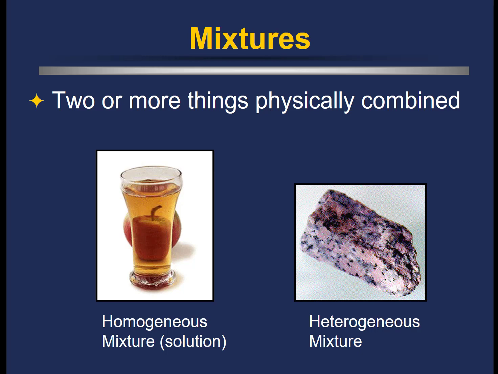Mixtures are two or more things physically combined, and I can have a homogeneous mixture or a heterogeneous mixture. And these can come in solids, liquids, and gases, so they don't always have to be liquids, and they don't always have to be solids like is shown here. When a homogeneous mixture or a solution is a liquid, it often is see-through. And that's because the particles are really, really tiny. So here's some apple juice, and you can see through the apple juice because as a liquid solution, it's clear. A heterogeneous mixture is anything where you can see differences. And here in this rock, I can see different colors.